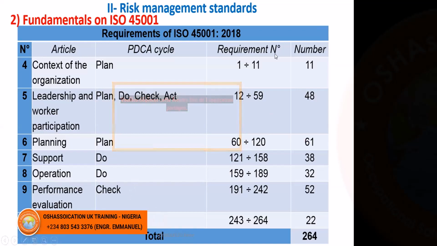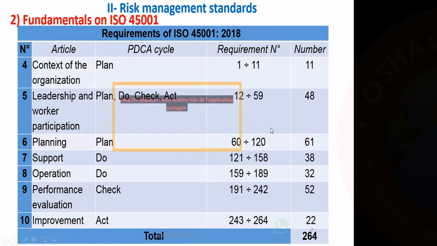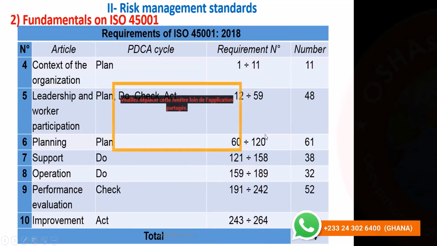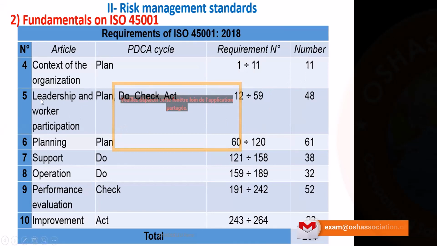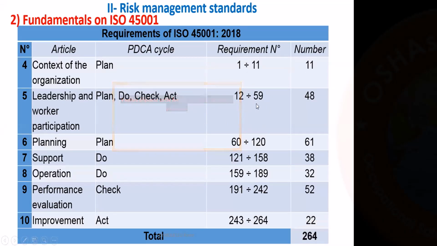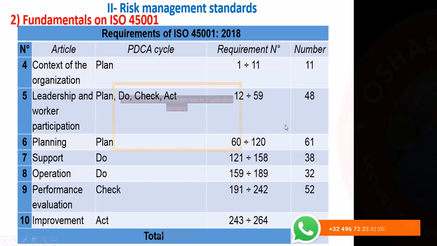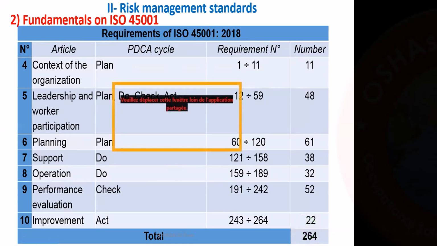And we have here the number of requirements that we have. And we will go through the standard next to understand what those things called requirements in the standard are. So we have up to 264 requirements here. The first part, 4, context of the organization, contains the requirements from the first one till the 11th one. That's why there are just 11. Clause 5 runs from the 12th requirement to the 59th requirement, and when we count, it gives 48 requirements. And what you should understand is also that in all those standards, requirements start at clause 4 of the standard till clause 10.